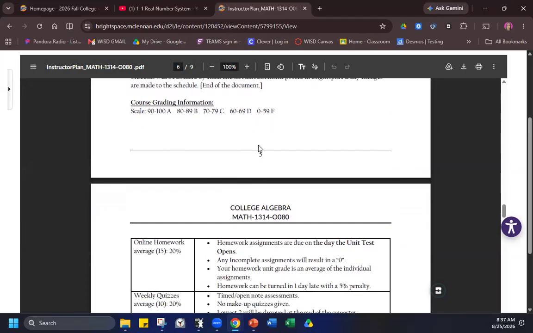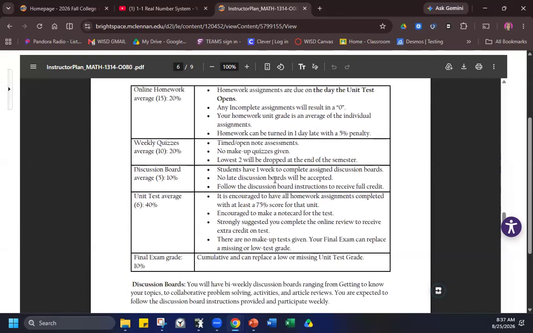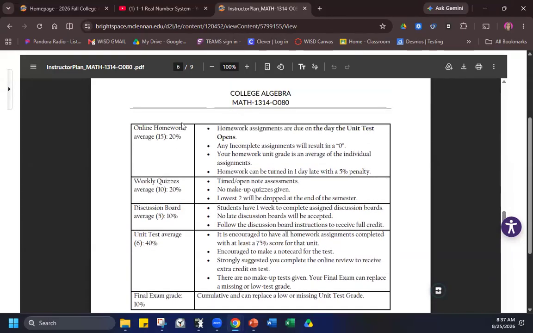Let's talk about our scale. As far as our grades and our weights, our online homework is 20% of your grade. So your My Math Lab is 20% of your grade. Any incomplete assignments will result in a 0 if your homework is due the day of your test. Homework can be turned in late with a 5% penalty, so it's 5% off for every day you turn it in late. Does that make sense? Eventually, My Math Lab will basically say you're getting nothing. You can keep trying, but it is what it is.